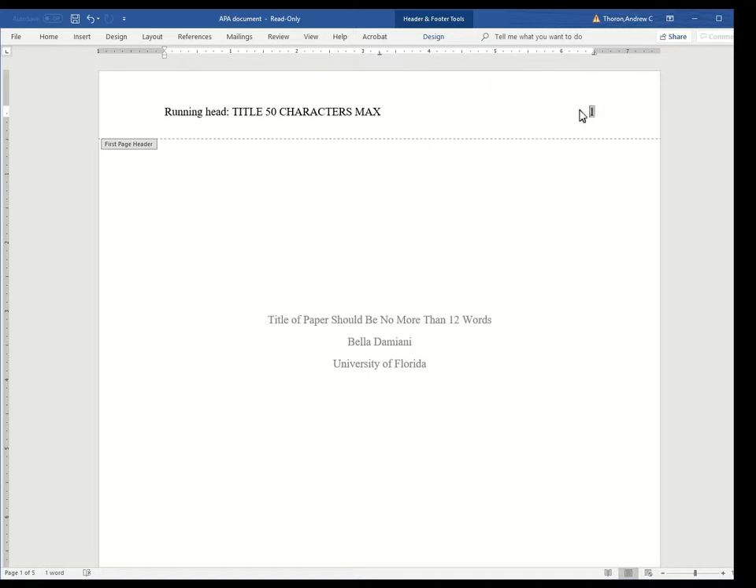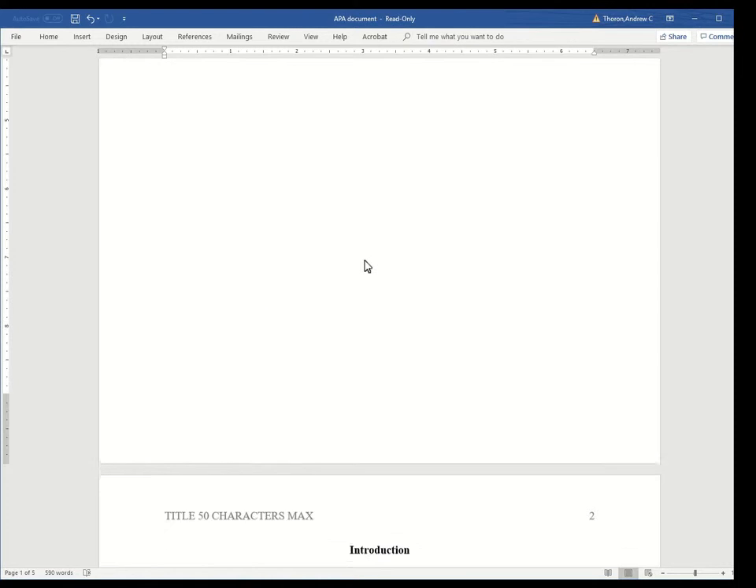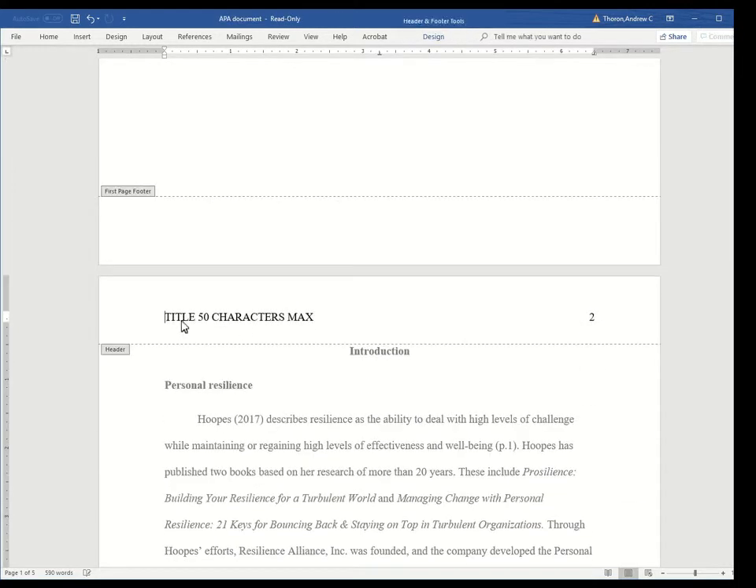And then you want to make sure that you have your page number right aligned. And then in the following pages you will have that same exact title and page numbers, but running head drops off. That's the only difference.